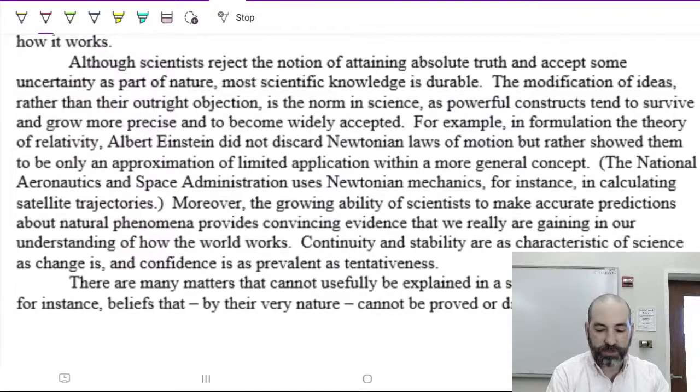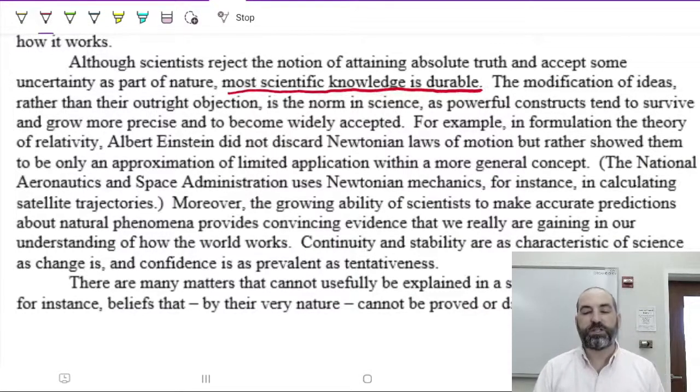And then, although scientists reject the notion of attaining absolute truth, we talked about that a couple times now. We're not going toward absolute truth. We're not trying to find something that must absolutely be true forever with no possibility of being false. We're simply testing things and getting more and more certain of a result. So decreasing uncertainty as we learn more until we decide that we pretty much are good with that. But what we should say here is most scientific knowledge is durable.